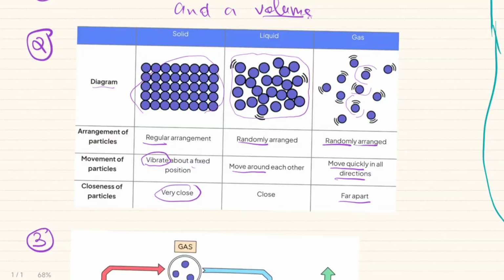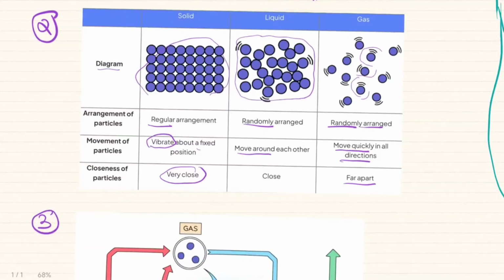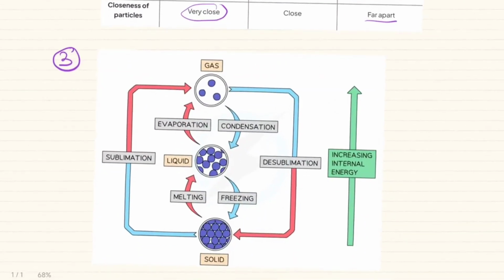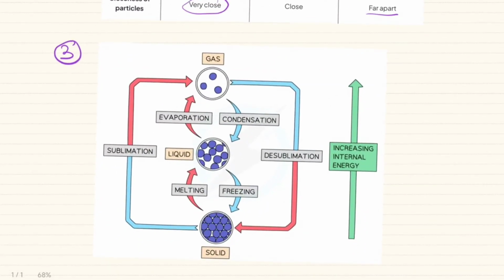And the state which has the most energy is gases. The energy is kinetic energy, and the state which has the least amount of energy is solids, as they are tightly packed and they have less space to move and use their energy. So now we will go through the processes in which states are changed from one state to another.